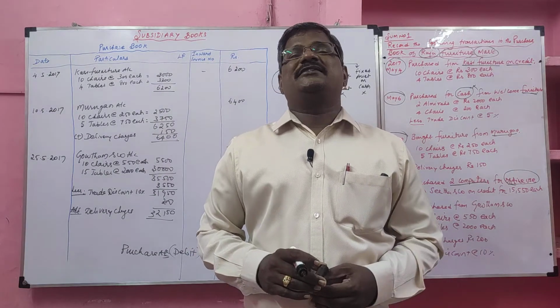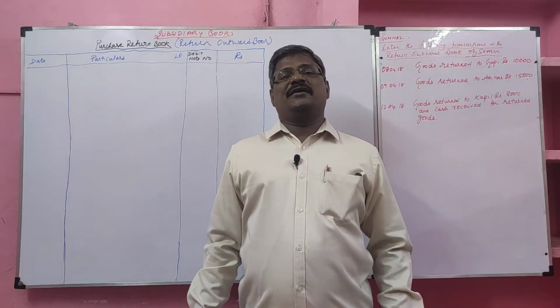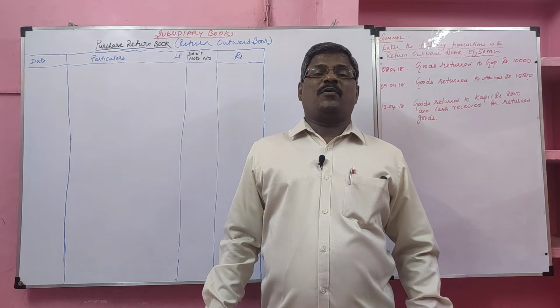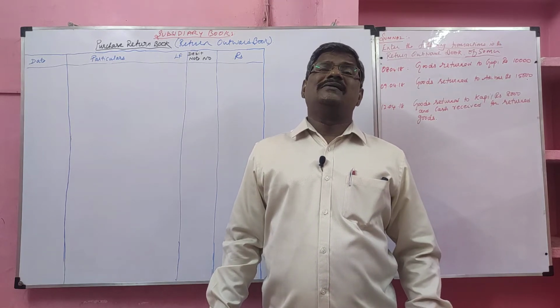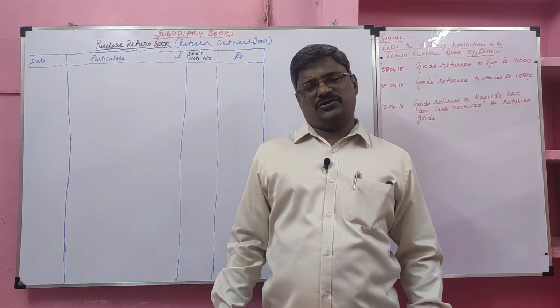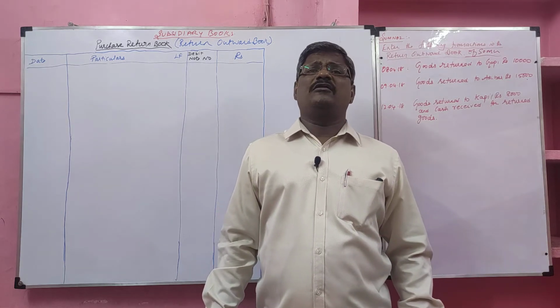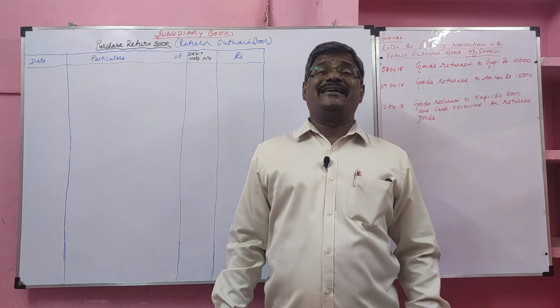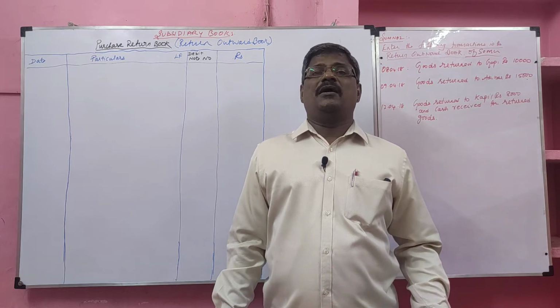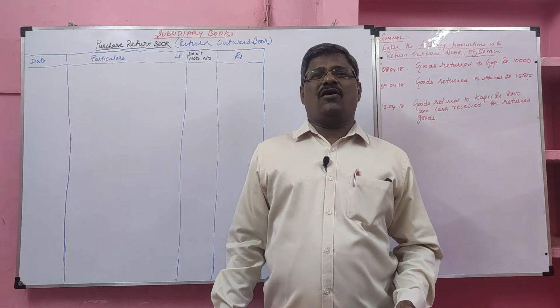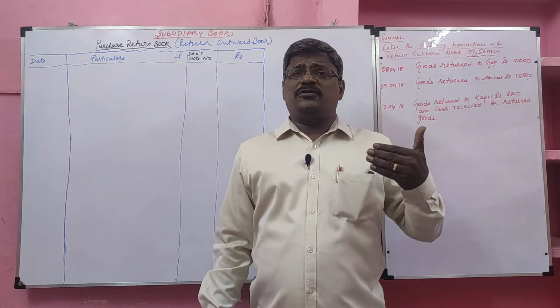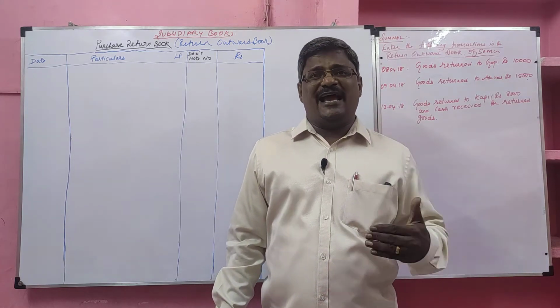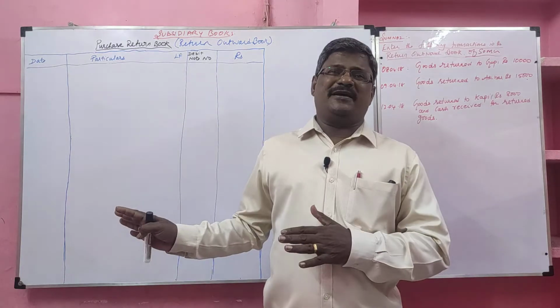Now we will see purchase return book. Students, now we learn problems relating to the purchase return book. It is also termed as return outward book. Goods which are bought from a supplier on credit terms can be returned to them, called purchase return or return outwards. When goods are returned and we receive cash, it will not be recorded in the purchase return book.